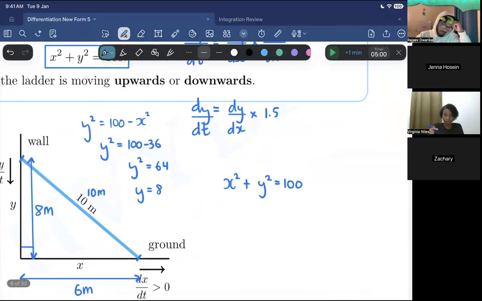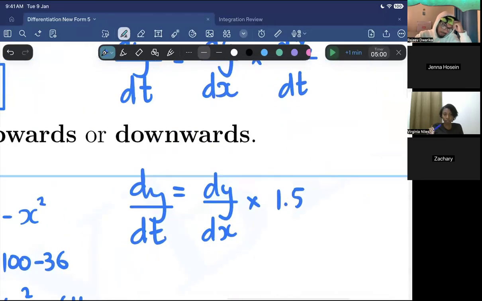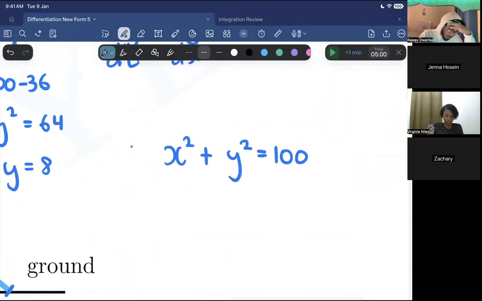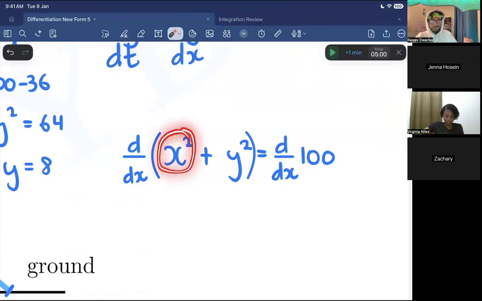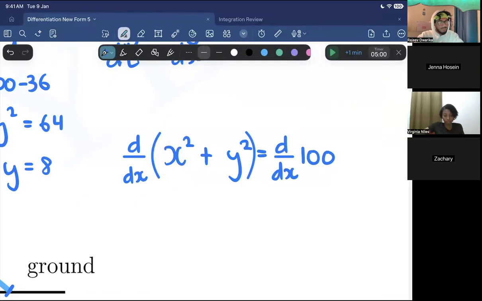So what do we have to find here again? dy/dx. So we have to differentiate with respect to x on both sides. That's what we had to do, Zachary, because then we want to find dy/dx. Yes, sir. Now, Zachary, if I differentiate x squared with respect to x, what would I get? 2x, sir.